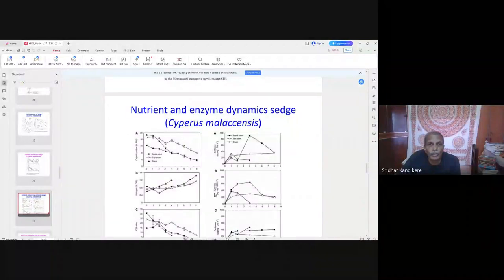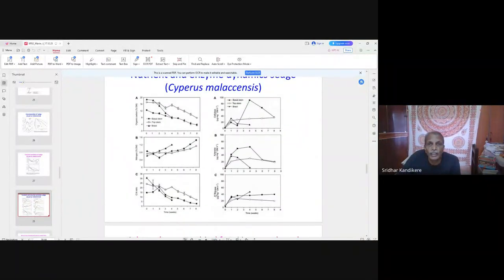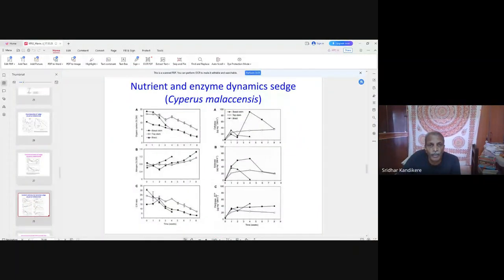Then if you look into the nutrient and enzyme dynamics of Cyperus melasensis, the organic carbon is up to 16 to 18%, and here it is 12%, decreasing.